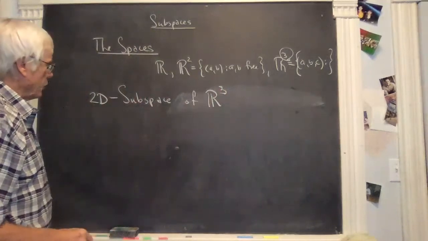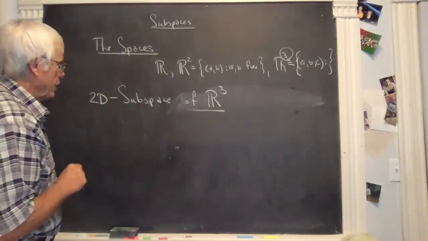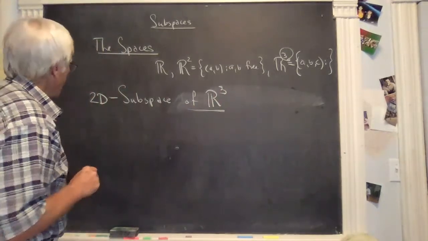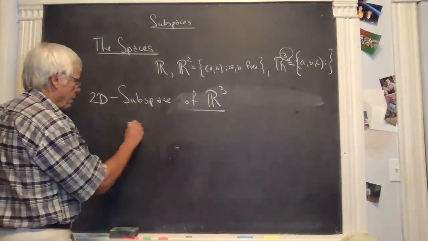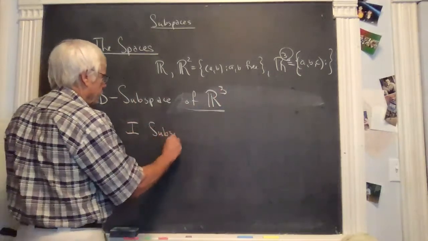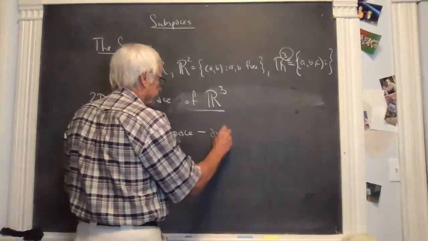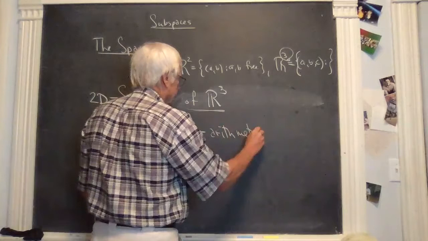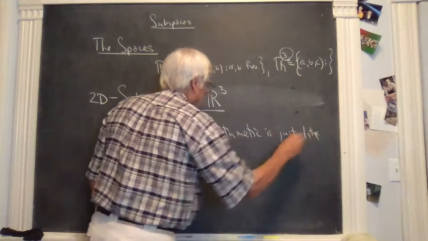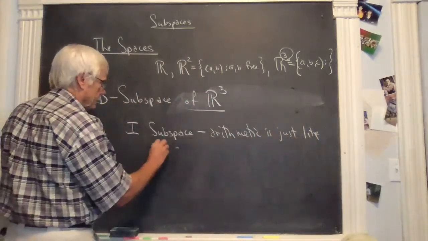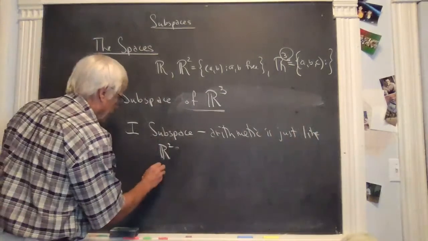So what are we talking about here? Well, first of all, this tells you where the thing is going to lie. So this is going to be part of three-dimensional space. And 2D subspace has two parts, subspace and 2D. The first thing, subspace, will mean the arithmetic is just like the arithmetic of any of these, but in particular like R2, meaning three things.